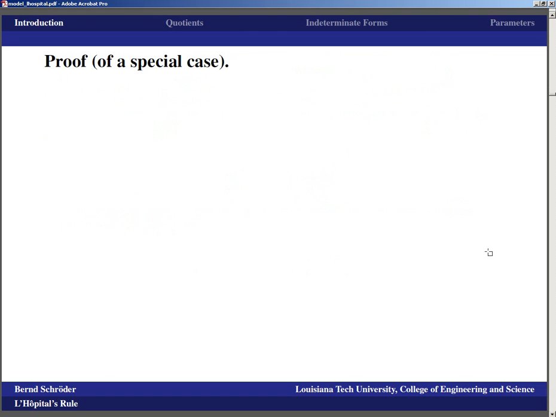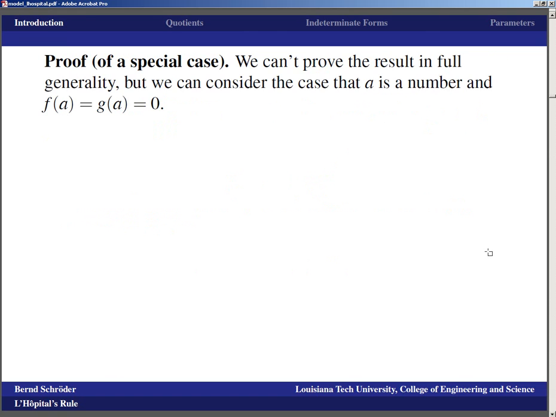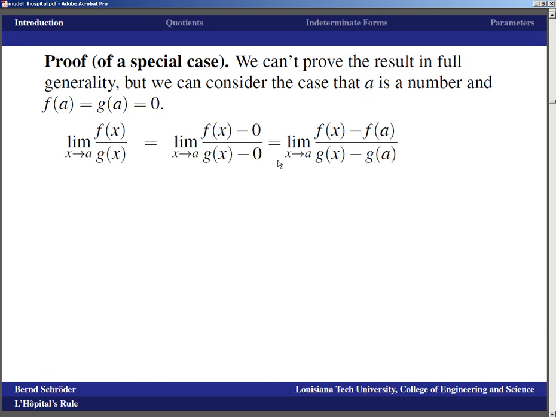Okay, so proving, well, we can prove not the whole thing, but at least a special case. Let's consider the case that a is a number and f of a equals g of a equals 0. So it's a quotient 0 over 0. Then the limit of f of x over g of x is the limit of f of x minus 0 over g of x minus 0, which is the limit of f of x minus f of a divided by g of x minus g of a.